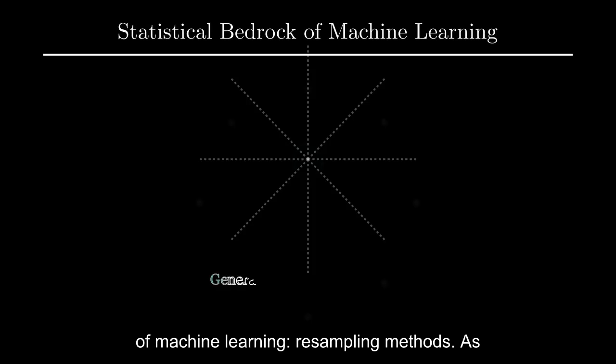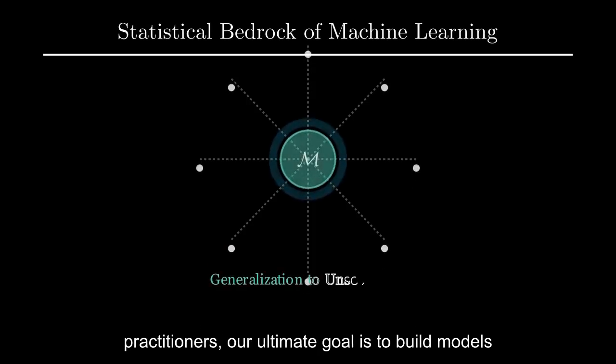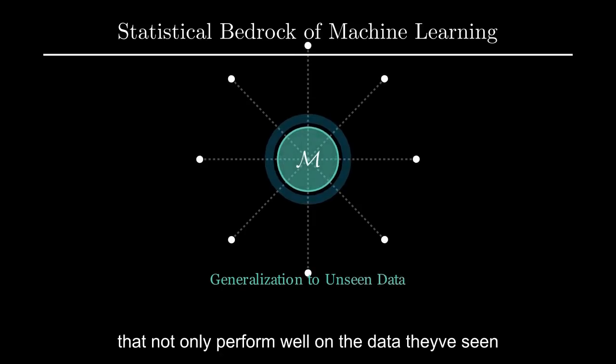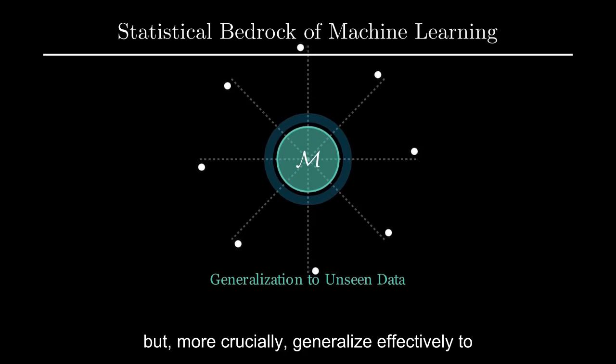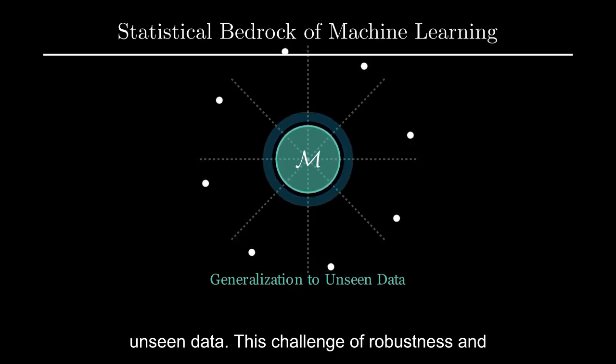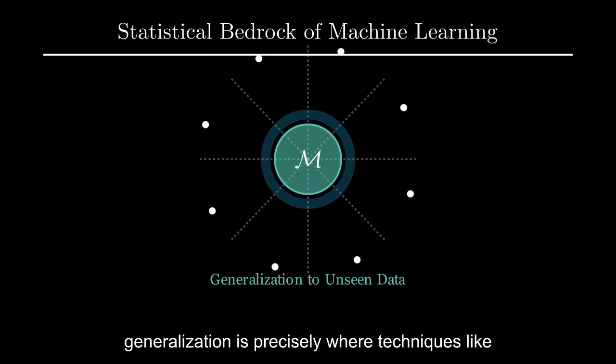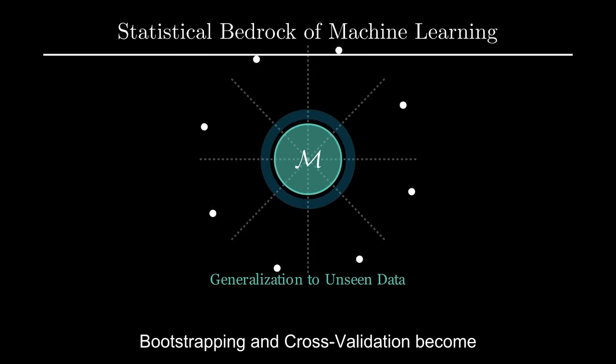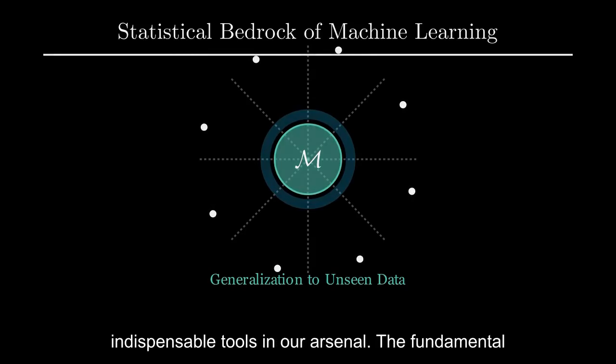Welcome to a deep dive into the statistical bedrock of machine learning, resampling methods. As practitioners, our ultimate goal is to build models that not only perform well on the data they've seen but, more crucially, generalize effectively to unseen data. This challenge of robustness and generalization is precisely where techniques like bootstrapping and cross-validation become indispensable tools in our arsenal.